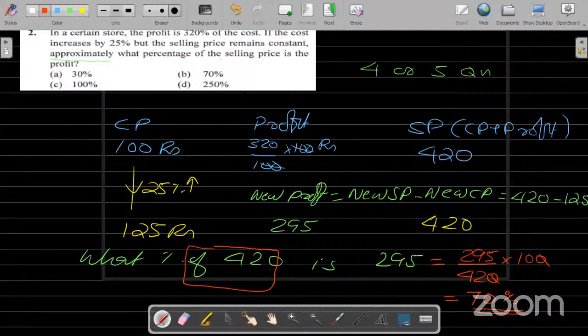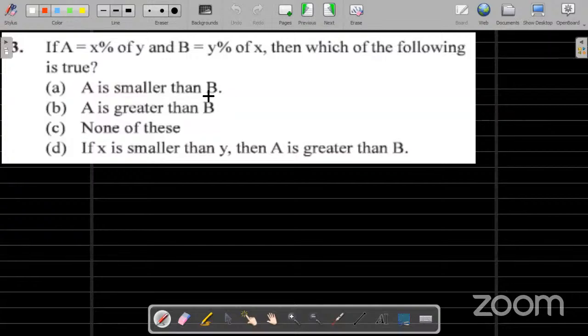Next question. So that is a very interesting question. We may think that that's a tough question. Actually, if A is X% of Y and B is Y% of X, which of the following is true? That's a very basic concept on percentage, that X% of Y always will be equal to Y% of X. X% of Y and Y% of X always will be the same. Why? Because the meaning of X% of Y and Y% of X are exactly the same in all the cases.